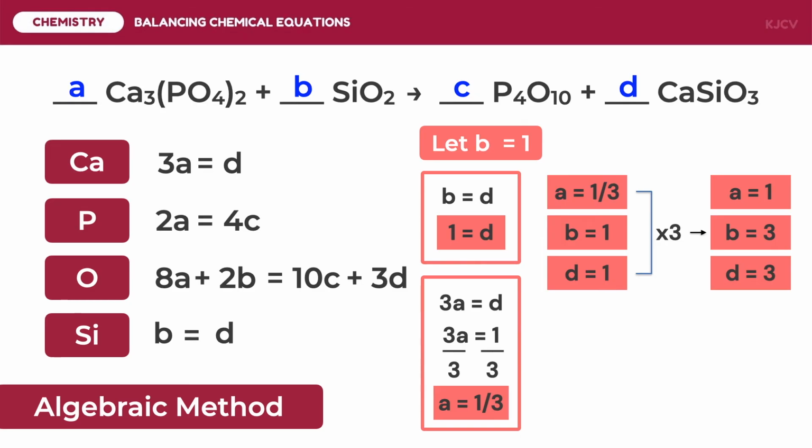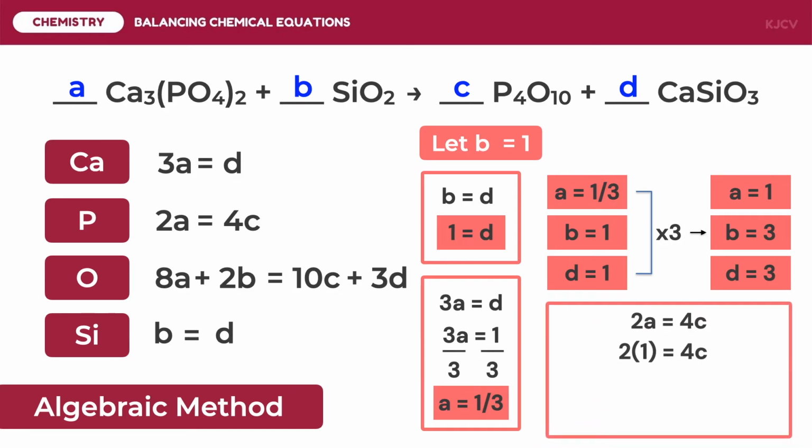So we are going to use either the equation for phosphorus or oxygen. But since the formula for phosphorus is shorter, this is what we're going to use. So we have 2A is equal to 4C. Substituting 1 for A, we have 2 is equal to 4C. To get the value for C, we divide both sides of the equation by 4. Thus, we have C is equal to 1/2.